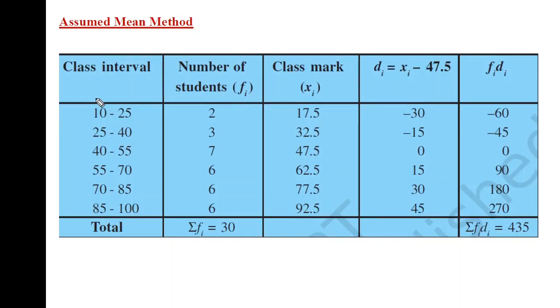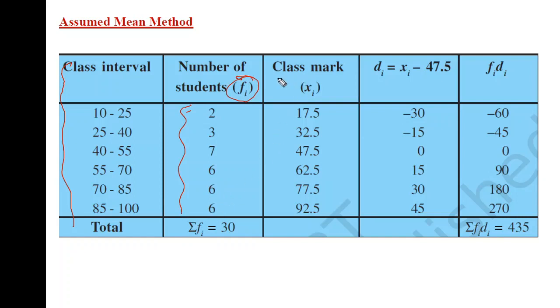Now you see, same data we have taken. In this case the class intervals are given: 10 to 25, 25 to 40, 40 to 55, 55 to 70, 70 to 85, 85 to 100. Then again the number of students, that is fi, is also the same. We have not changed anything, that is 2, 3, 7, 6, 6, 6.